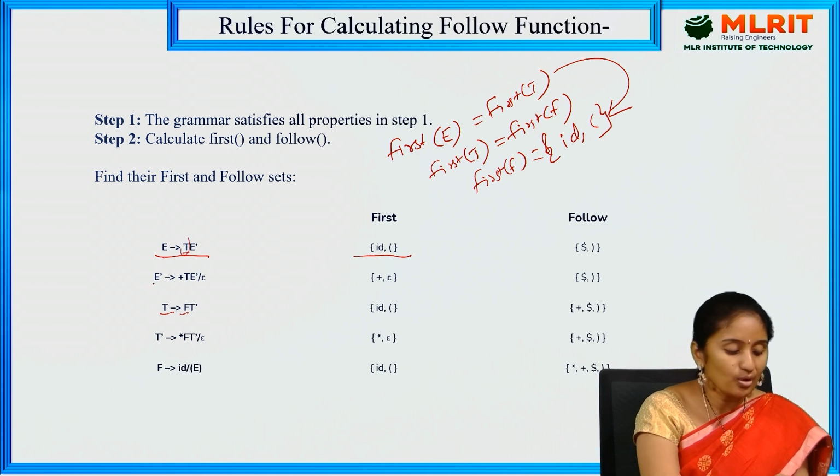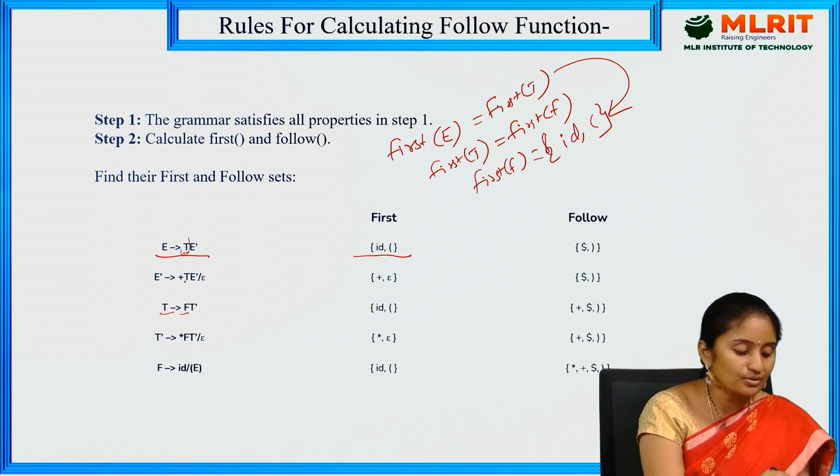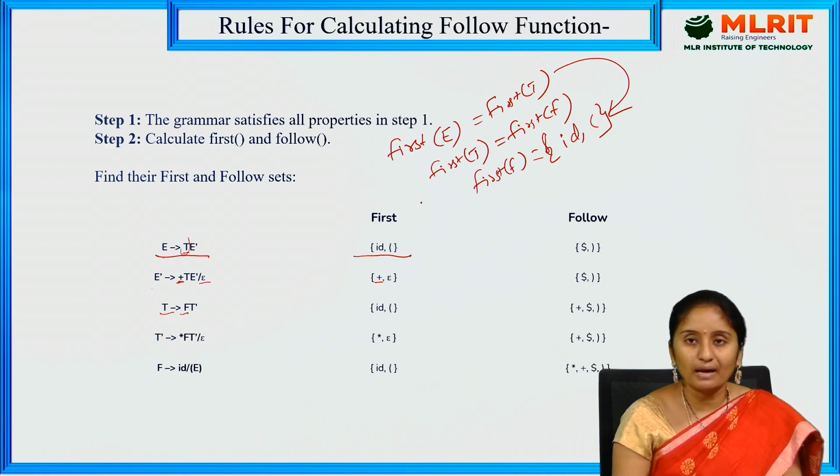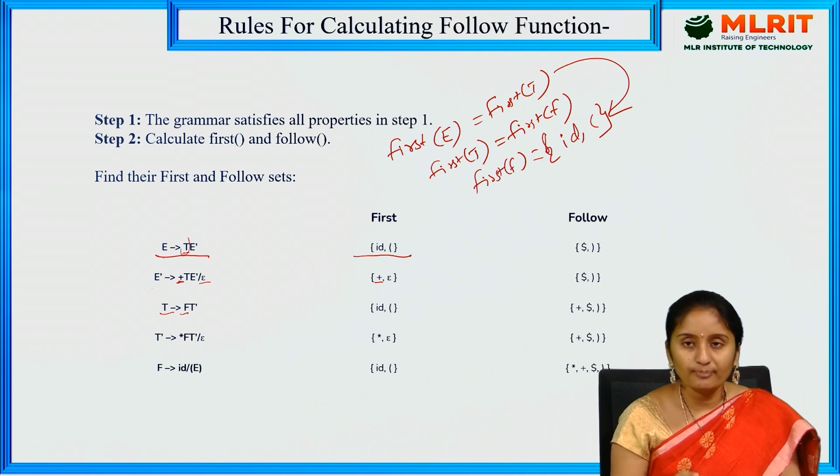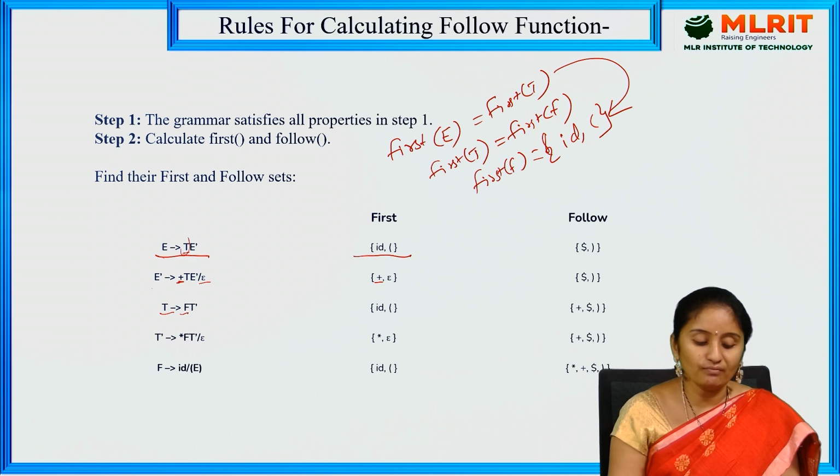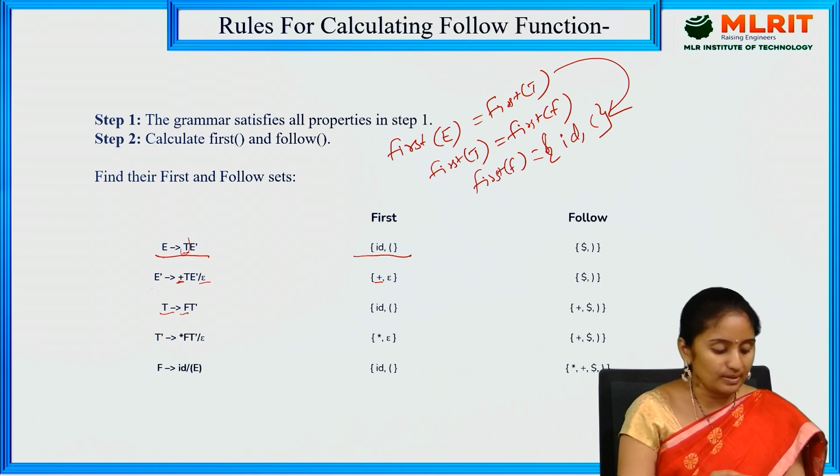Next, first of E dash. What I am having here is plus. Plus is nothing but a terminal, and epsilon. In the first function, we will have epsilon. But coming to the follow function, we don't have the epsilon. We will have the dollar symbol in the follow function. And in the first function, we will be having the epsilon symbol.